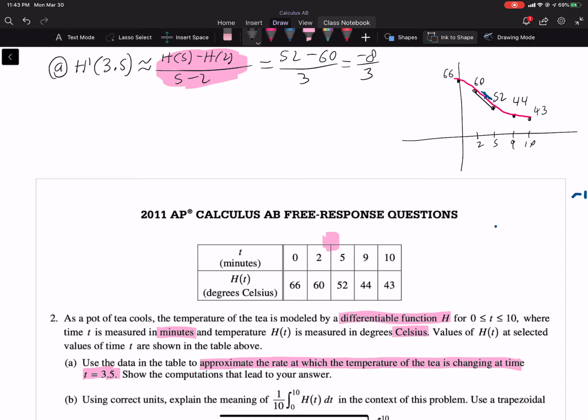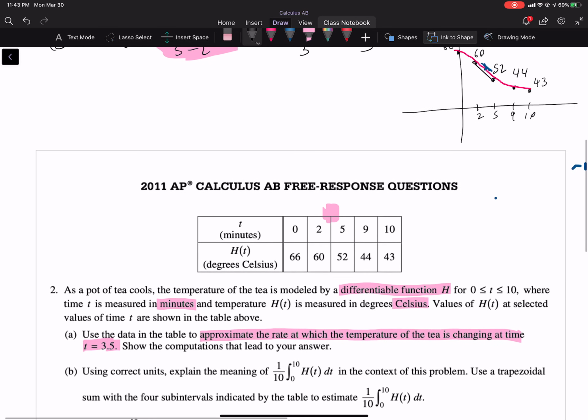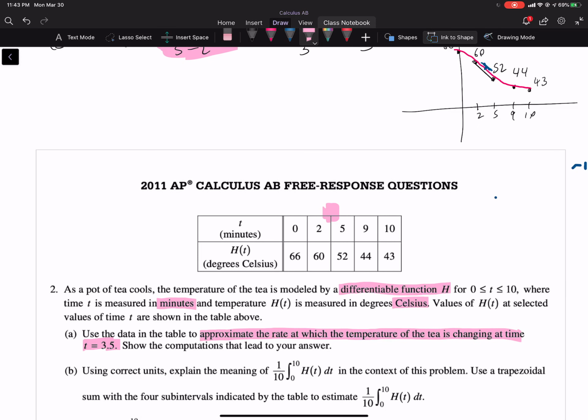Part B. Okay, you need to recognize this. That's average value, the integral divided by the width from 0 to 10. So that's going to be the average value of H. They want trapezoidal to estimate this, so we'll do that first. So 1/10 of the integral from 0 to 10 of h of t dt. Now, do not forget the 1/10. Very common for people to forget the 1/10.